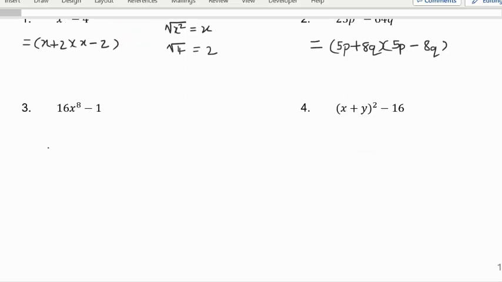Are there two terms? Yes. Are they separated by a minus? Yes. Are they both perfect squares? Yes. If we look at 16x to the power of 8 and we look at 1, well, the square root of 1 is just 1. I'm always surprised at how many people get bowled out by that. And the square root of 16x to the power of 8 is equal to 4x to the power of 4. Because x to the power of 4 times x to the power of 4 gives you x to the power of 8. So this relies on some exponent knowledge.